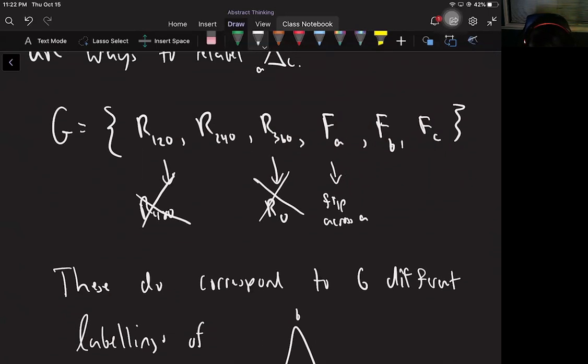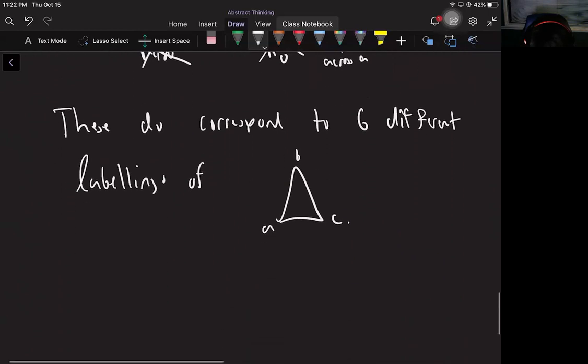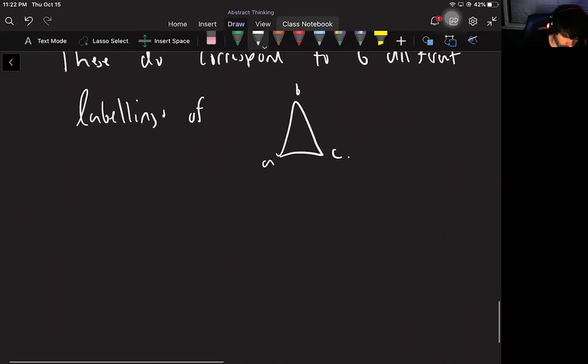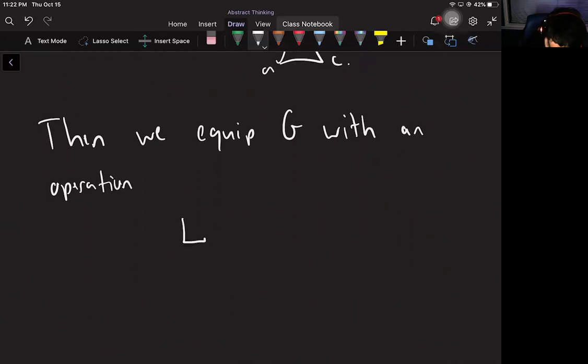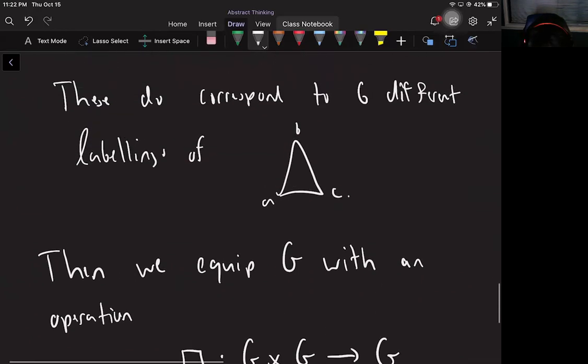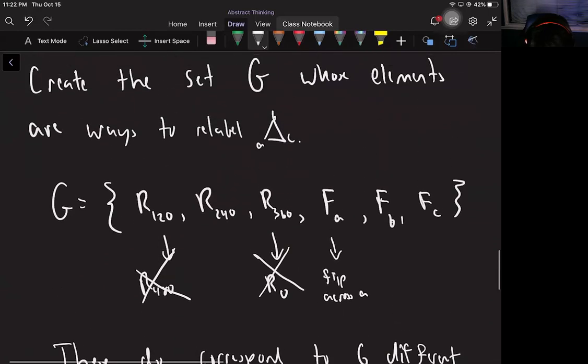What are we doing today? We're learning about operations. So I want to put an operation on this set. And that's the next step. So then we equip G with an operation. So remember, to equip a set with an operation, I've got to be able to take in 2 elements of the set and create a new element of the set. So how can I do that with these things?